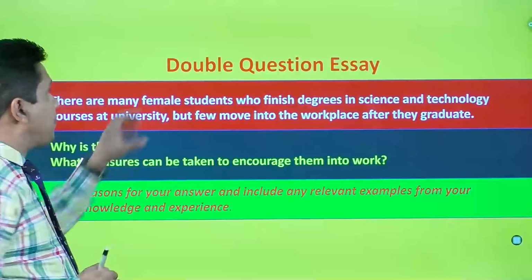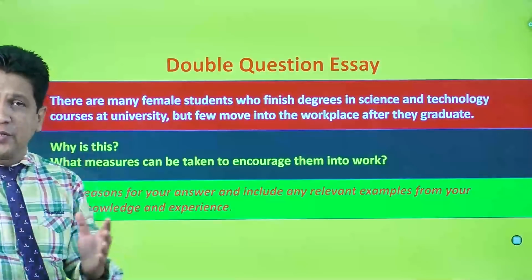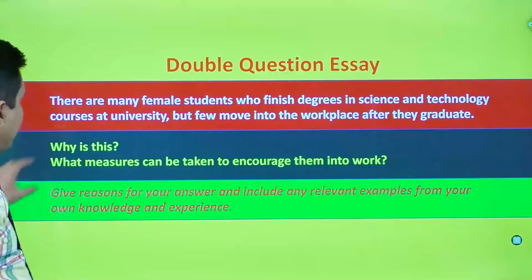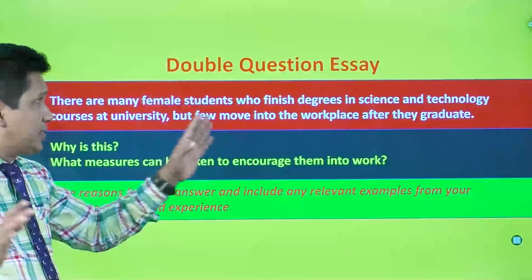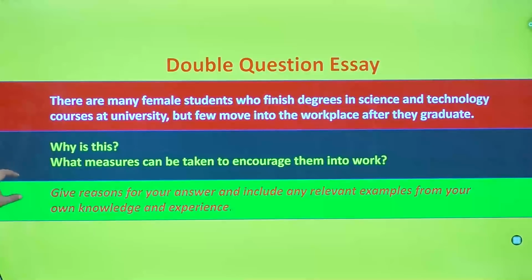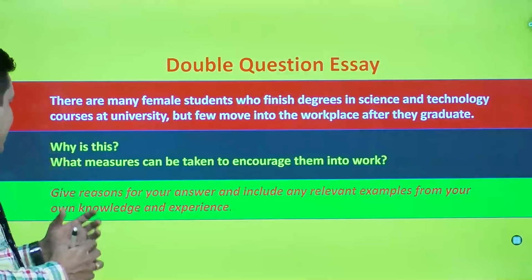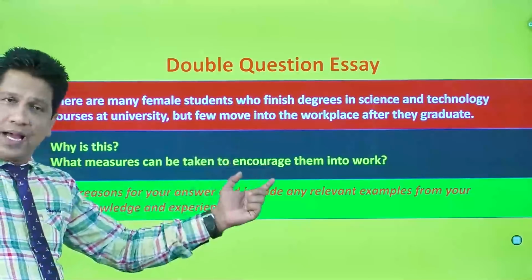It means the question part of a double question is made of mainly two: reason, solution or causes, effect. Always, for all these four essay types, the last part, meaning the demand part, is fixed. In the demand part only, you can see reasons and examples.